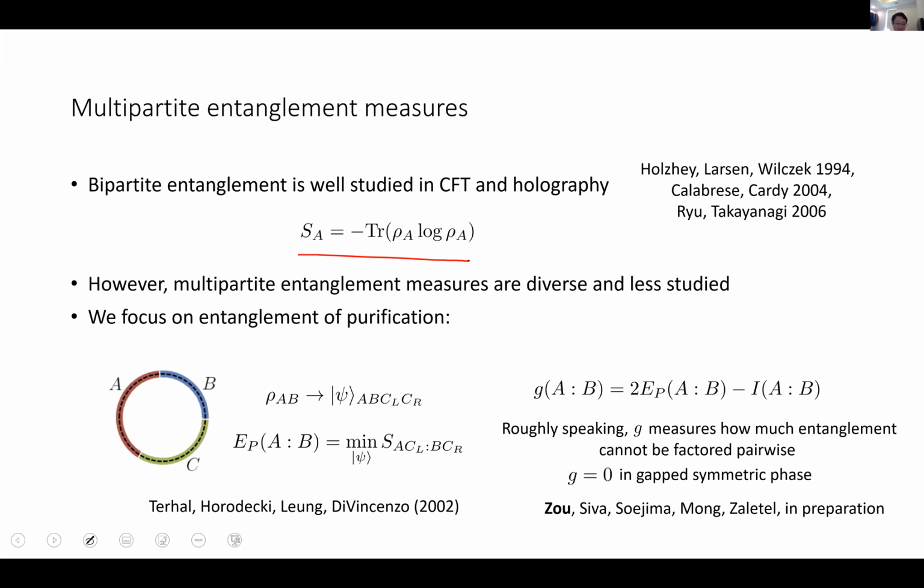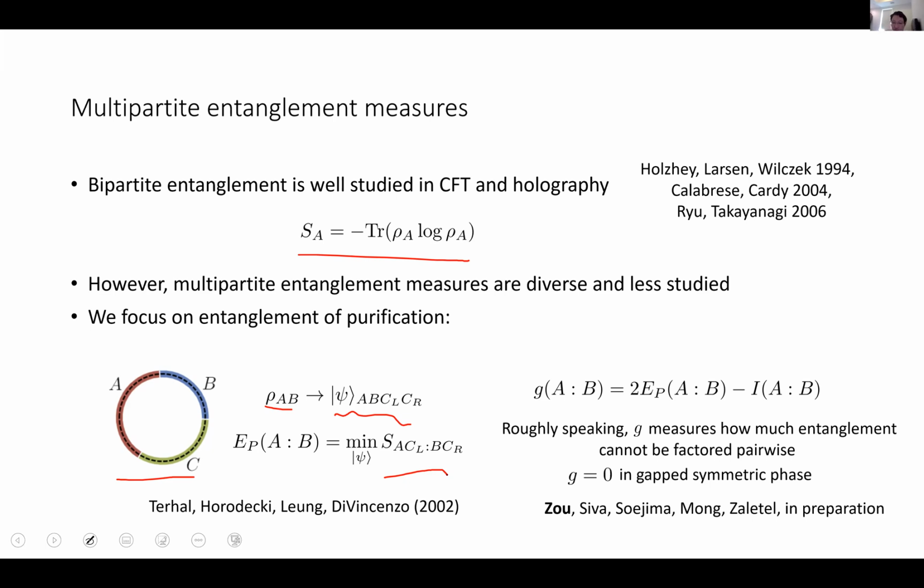This entanglement of purification is defined as follows. Take the pure state and divide it into 3 regions, and you get the reduced density matrix. And you can try to purify this reduced density matrix by two auxiliary systems. And we just ask, what is the minimum of entanglement between A and its auxiliary system and B and its auxiliary system that we can get by this purification? And this is the definition. It's very unintuitive, but you just need to take it.